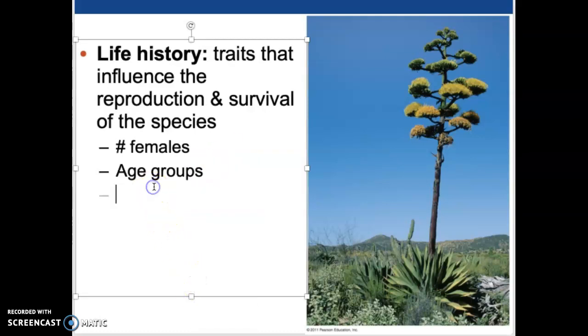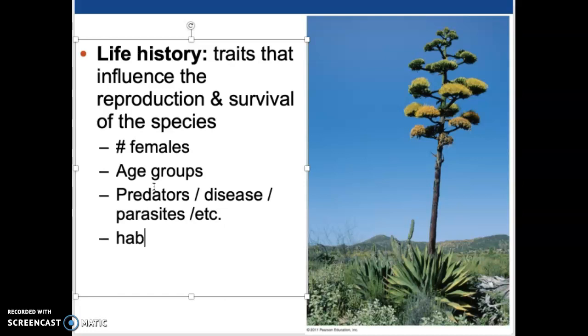Are there predators, disease, parasites, etc.? Habitat, food. Get the idea? All these factors come into the picture when we're studying the life history of a population or of a species and trying to determine what's going to happen next year with that population.